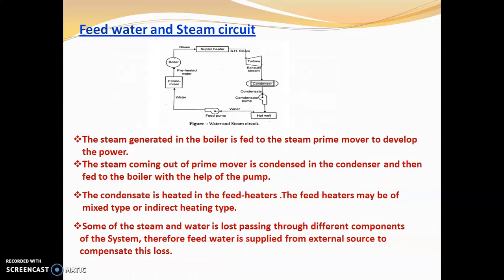The third one is the feed water and steam circuit. This is the simple line diagram of the feed water and steam circuit. The steam generated in the boiler is fed to the prime mover to develop power. Then the steam coming out of the turbine is condensed in the condenser and fed to the boiler with the help of a pump. The condensate is heated in the heaters. The heaters may be of mixed type or indirect heating type. Some of the steam and water is lost passing through different components of the system. Therefore, feed water is supplied from an external source to compensate for these losses.